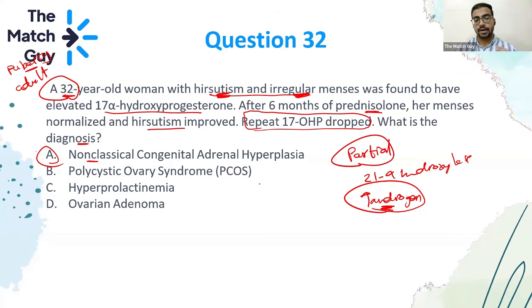Something else that is very important that they ask in all steps is the mode of inheritance. What's the most likely mode of inheritance? So 21 alpha hydroxylase deficiency is autosomal recessive.